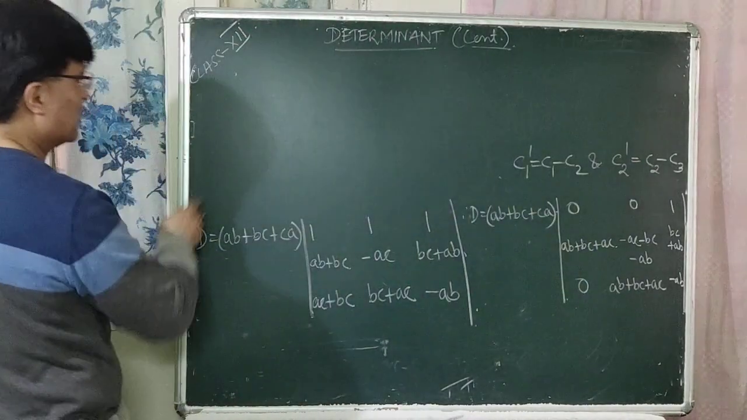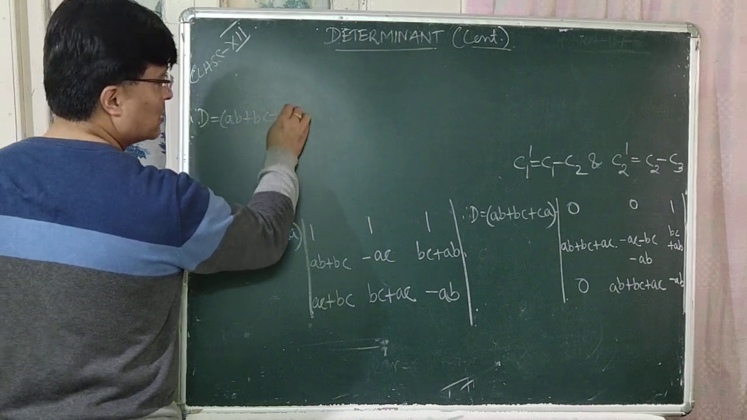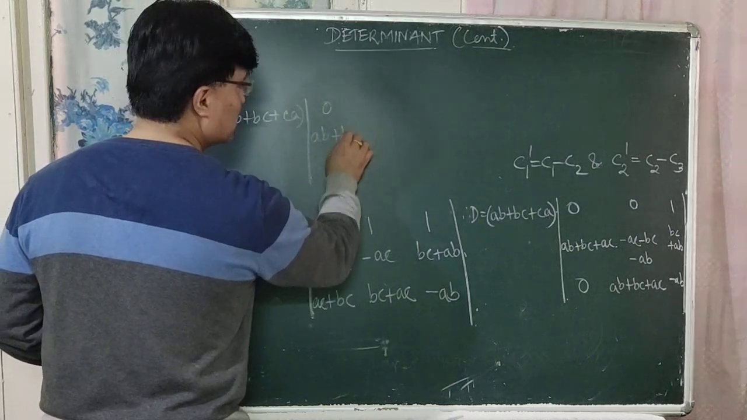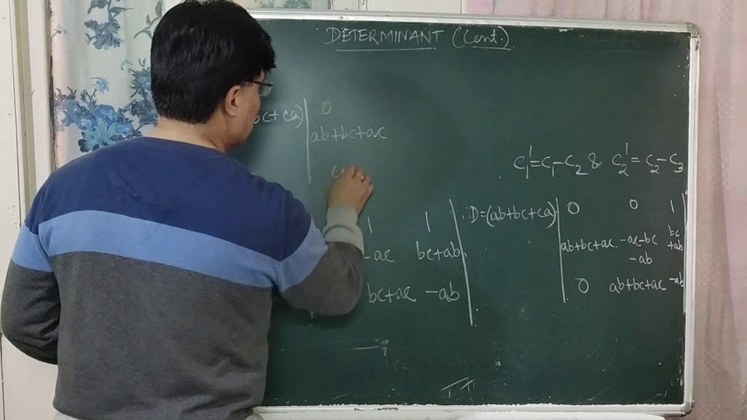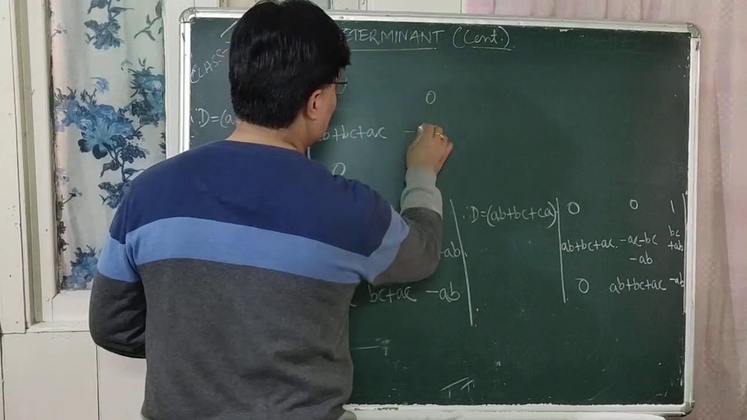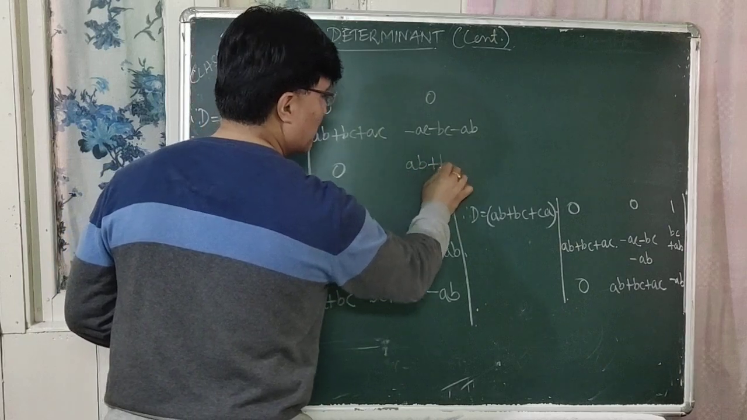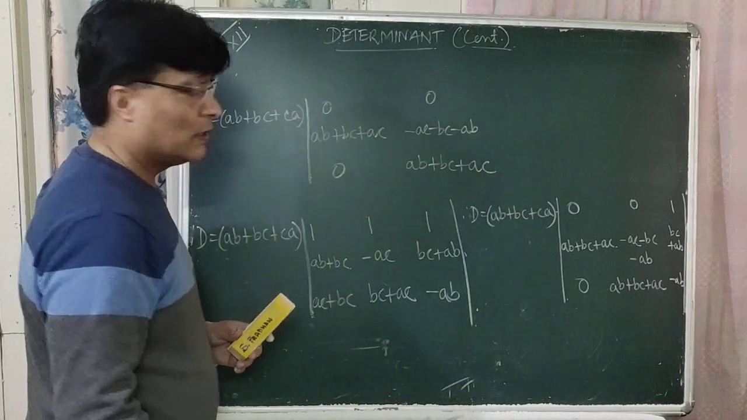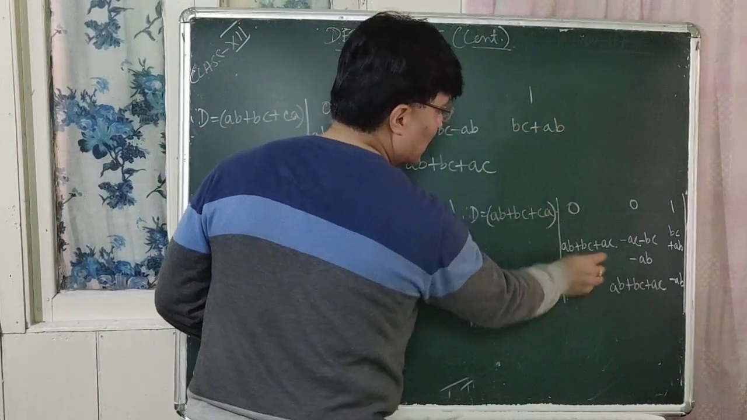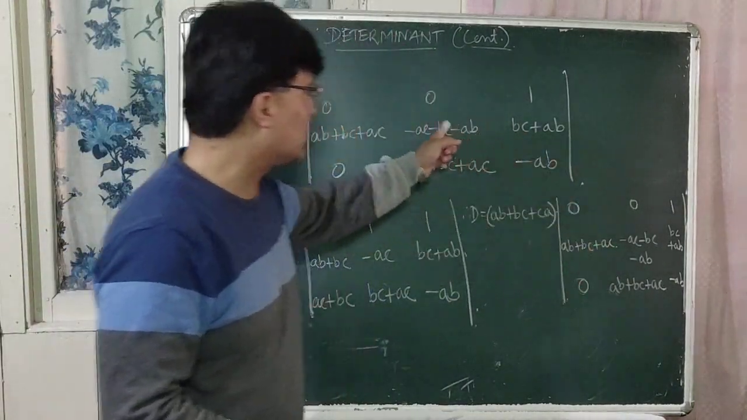So again we'll write down here, right? Therefore D is equal to AB plus BC plus CA, right? What is the first column? 0. AB plus BC plus AC. This is also 0, right? Next, 0. This is minus AC minus BC minus AB. This one is AB plus BC plus AC. Then what is the third column? 1. This is BC plus AB. And then this is minus AB. Now you can copy it. Okay. Same determinant is written out here.